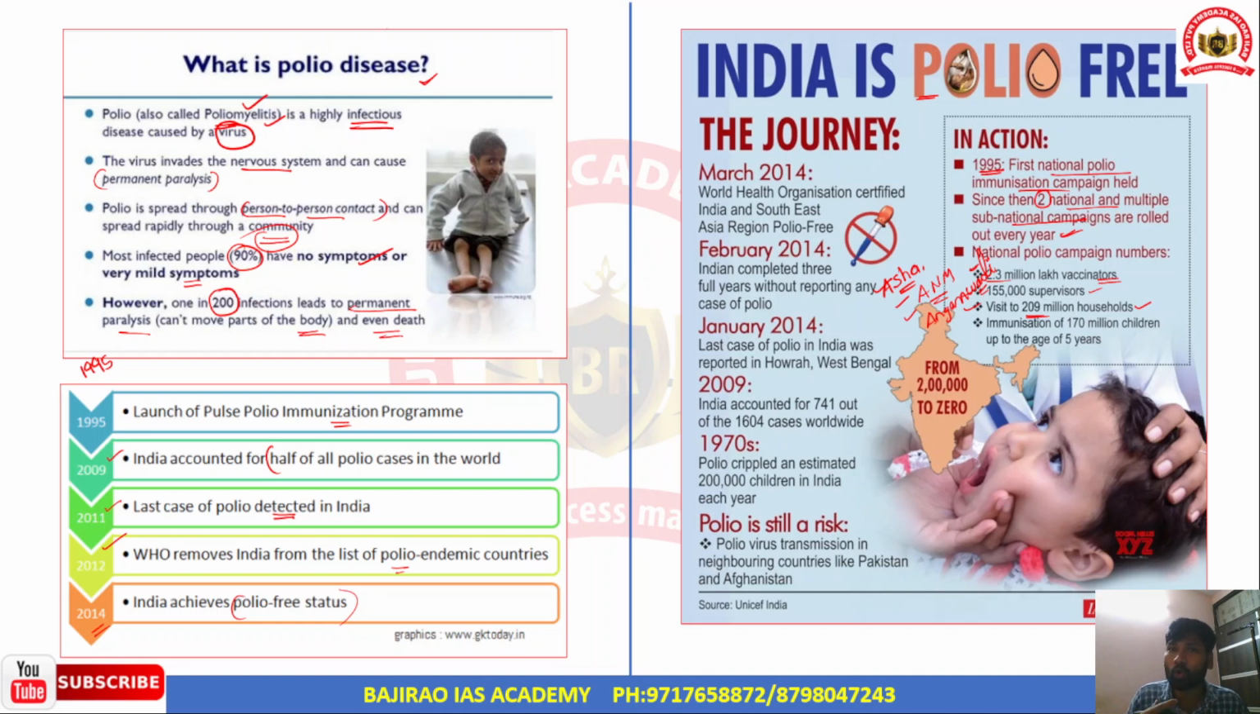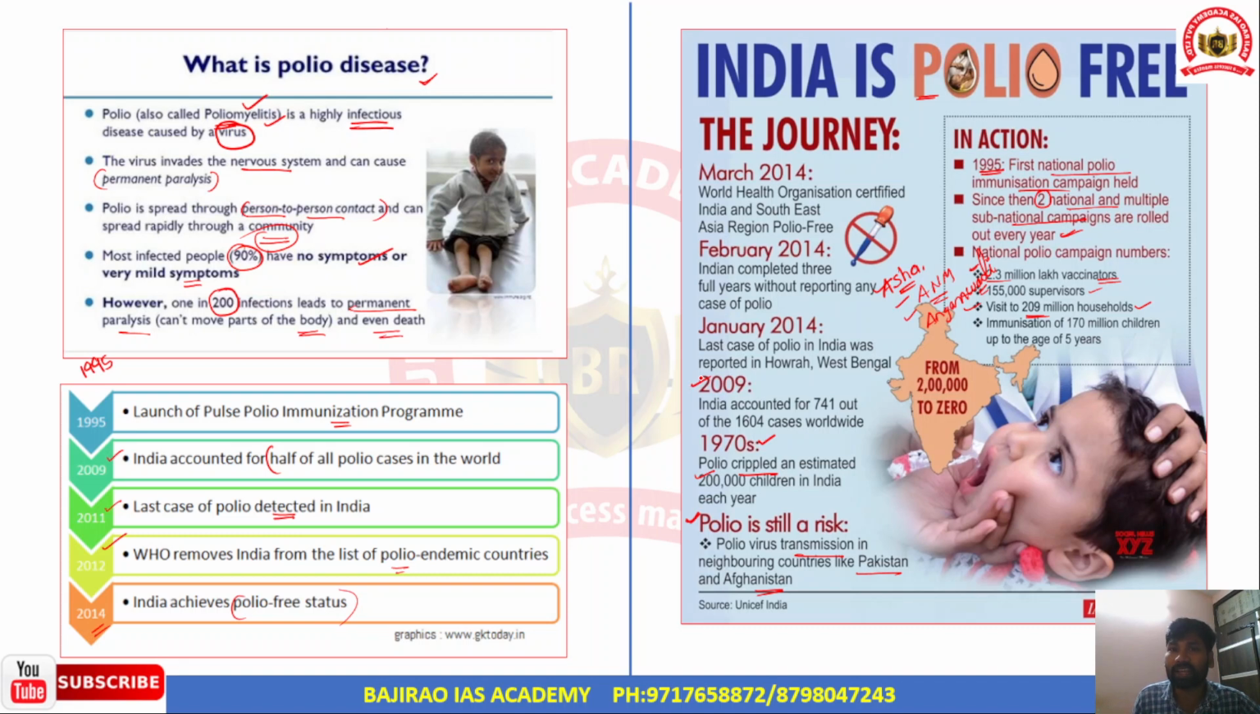However, despite all these measures, polio still poses a larger public health risk, because polio virus transmission in neighboring countries like Pakistan and Afghanistan may have spillover effects into India as well. If you look at the timeline of polio in India, in the 1970s, polio crippled an estimated 2 lakh children in India each year. Okay, each year around 2 lakh children were getting infected with polio.